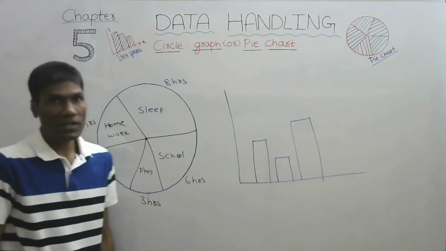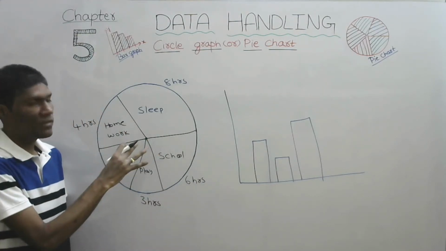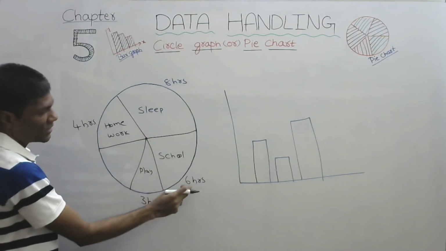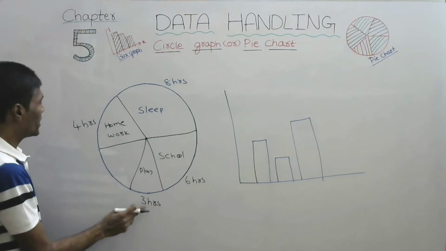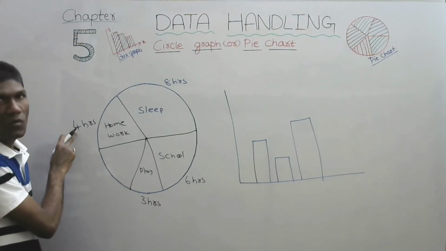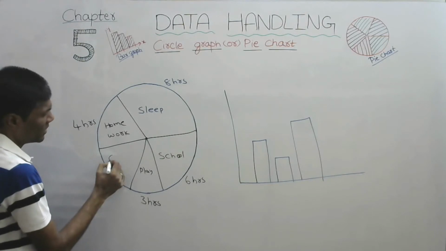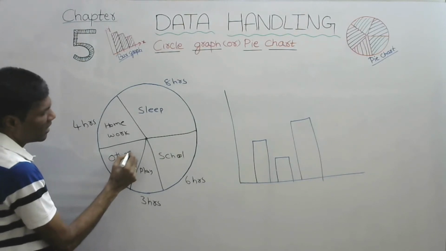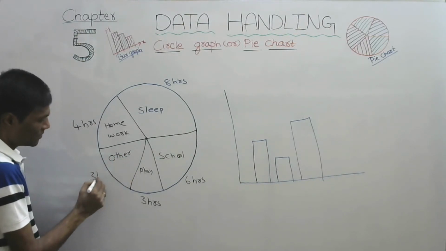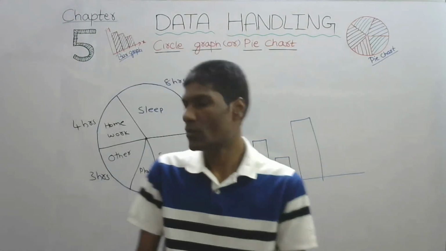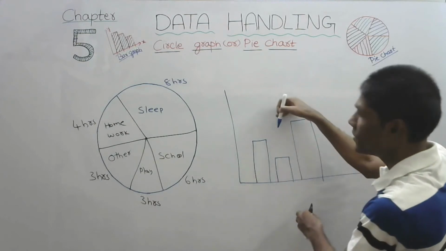Now, if you see, for a day it will be a total of 24 hours. So, 8 plus 6 is 14, plus 3 is 17, plus 4 is 21. What is the remaining? 3 hours. So for other activities, 3 hours. Now let us understand. This is a bar graph.